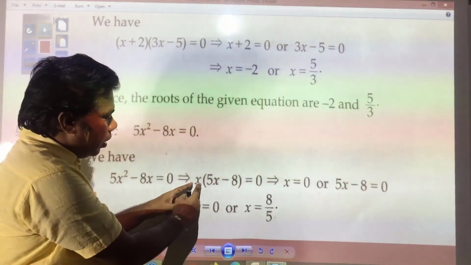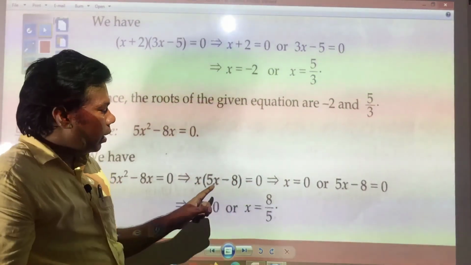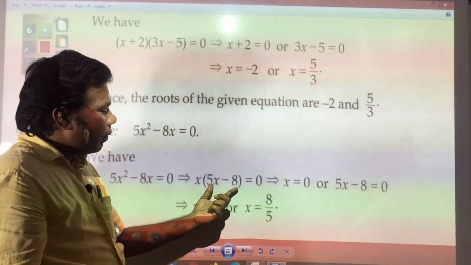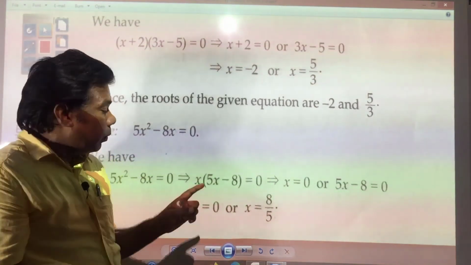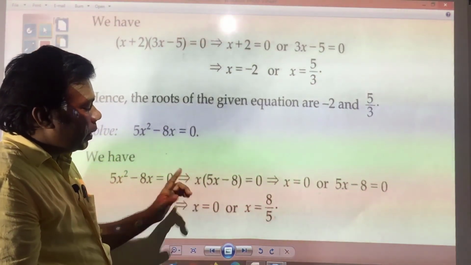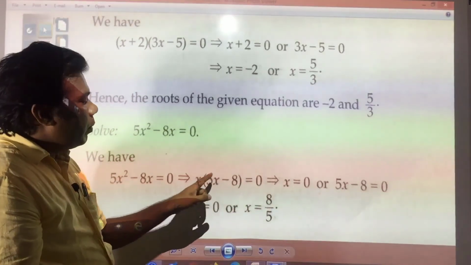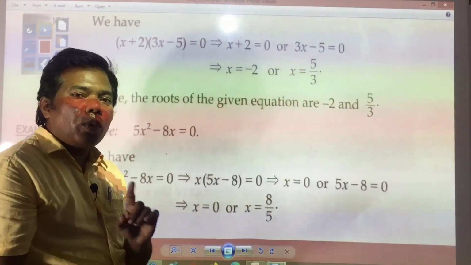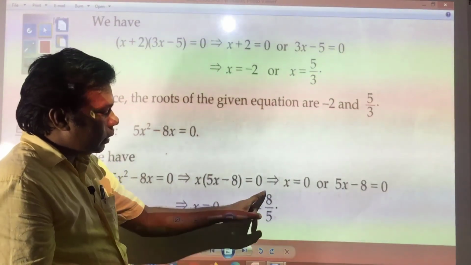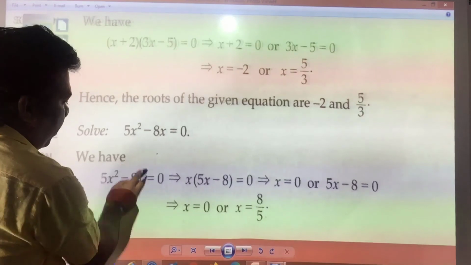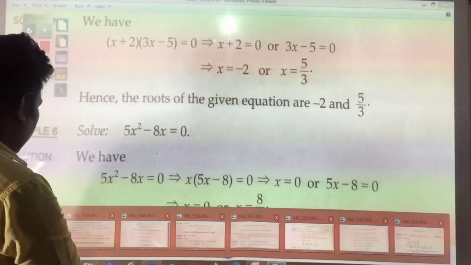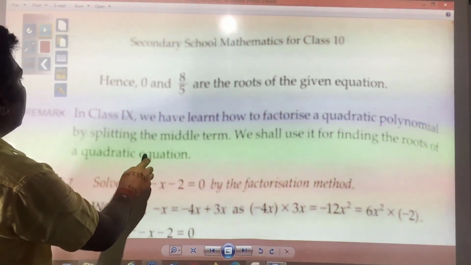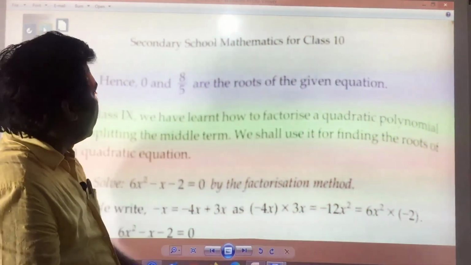Again you see the first factor and second factor, their product is 0. It means either x is equal to 0 or 5x minus 8 is equal to 0. If x is 0, the value of x is 0, and if 5x minus 8 is equal to 0, then x will be equal to 8 by 5. So, two roots you will get, x is equal to 0 and x is equal to 8 by 5, and hence 0 and 8 by 5 are the roots of the given equation.